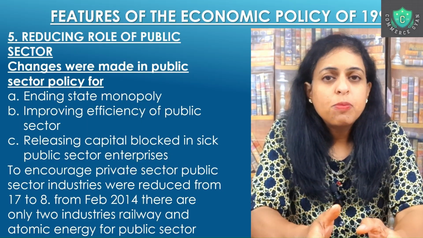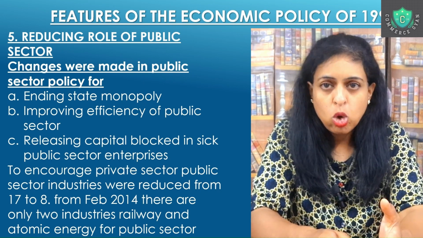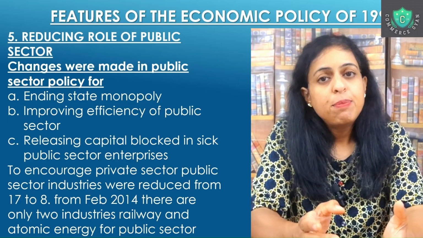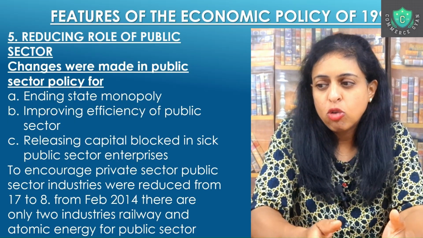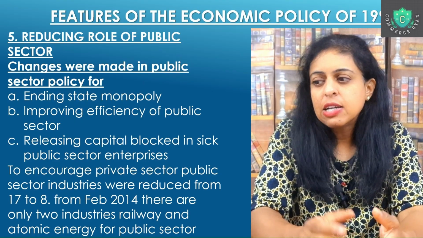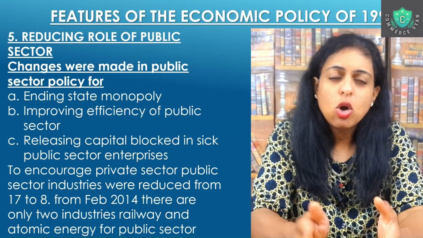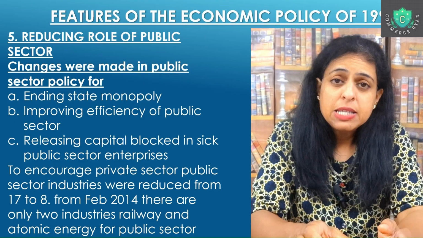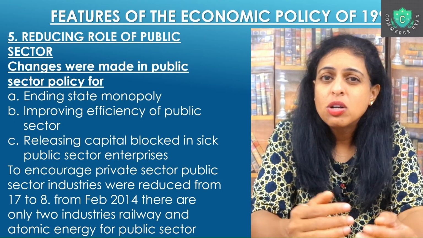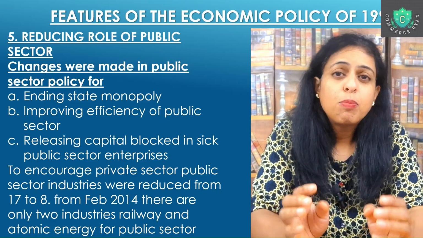The changes which were made in the public sector policy were related to ending monopolies, as we have seen earlier, improvement of public sector efficiency, then releasing the capital blocked in sick public sector enterprises. Now what happened during this phase of 1991? Many public sector companies did not have the required profits.